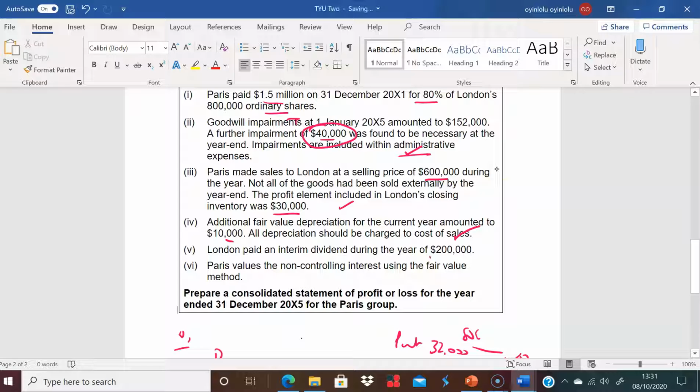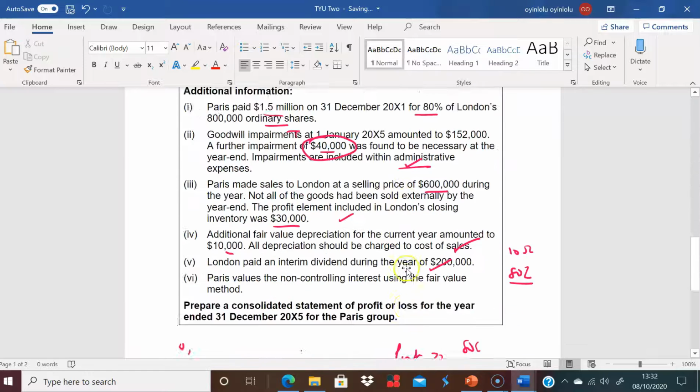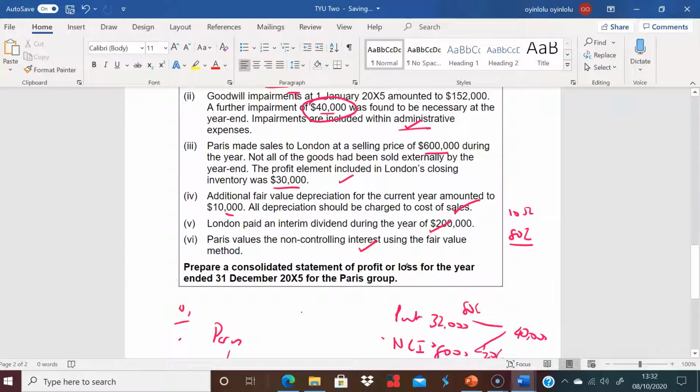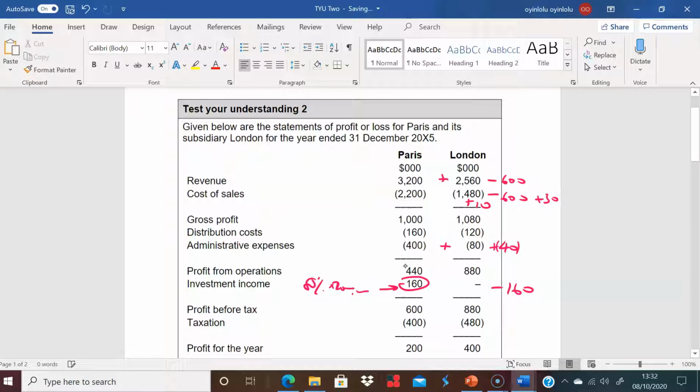And then London paid an interim dividend on all its shares, that's 100% of its shares, of 200,000. The parent owns 80%, so you would have received 80% of 200,000, which is why you received 160. That needs to go. We cannot recognize any intra-group dividends at all. And you use the non-controlling interest. Okay, great. So I just need to write all this out. This plus this minus this. This plus this, of course, minus the 600, plus the 30, plus the 10, 40 plus 8. Just add all this through and get rid of this. And you've done the top bit.